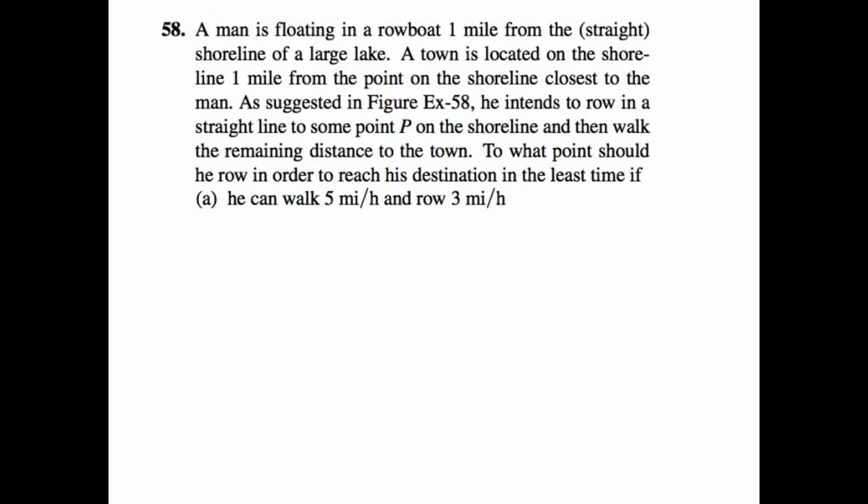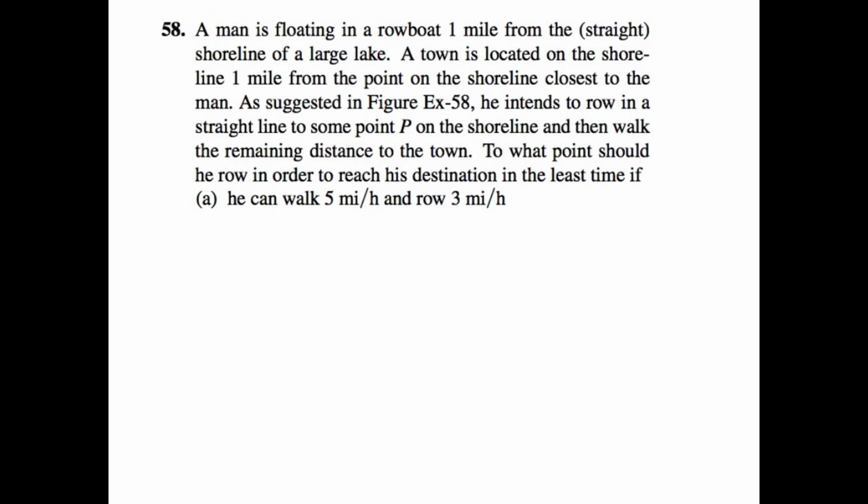A man is floating in a rowboat 1 mile from a straight shoreline off a large lake. A town is located on the shoreline 1 mile from the point on the shoreline closest to the man, as suggested in figure exercise 58. He intends to row in a straight line to some point P on the shoreline and then walk the remaining distance to the town. To what point should he row in order to reach his destination in the least amount of time if he can walk 5 miles per hour and row 3 miles per hour?